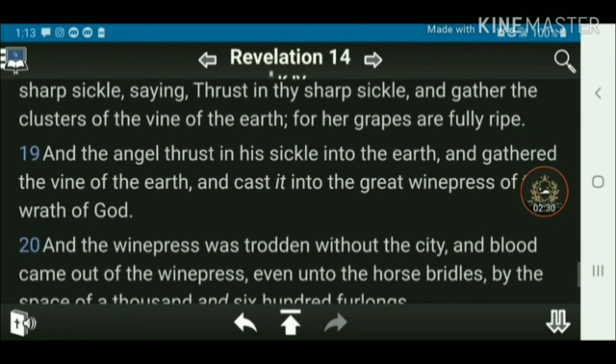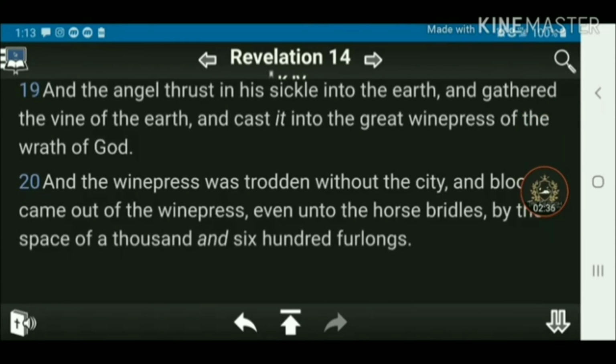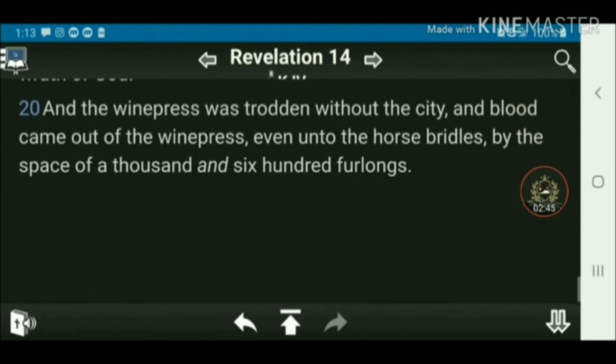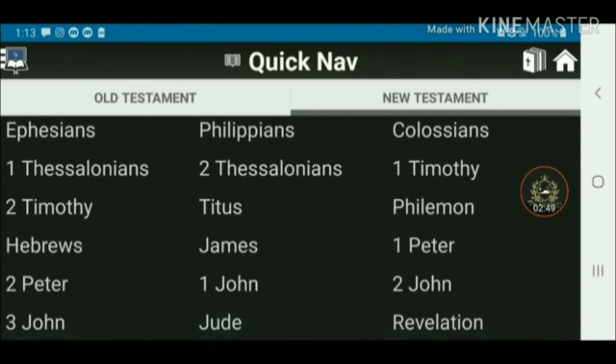And the angel thrust in his sickle into the earth, and gathered the vine of the earth, and cast it into the great winepress of the wrath of God. And the winepress was trodden without the city, right? Where do we get that from? Let's go get the precept. Y'all know where I'm going.